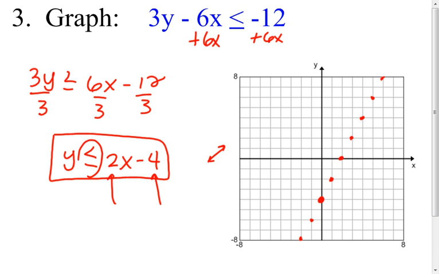This symbol right here is underlined, so I will connect those dots with a solid line. And it is a less than symbol, so I need to shade below the line. So here's a point, and here's a point, and hopefully you can picture that B is below the line.